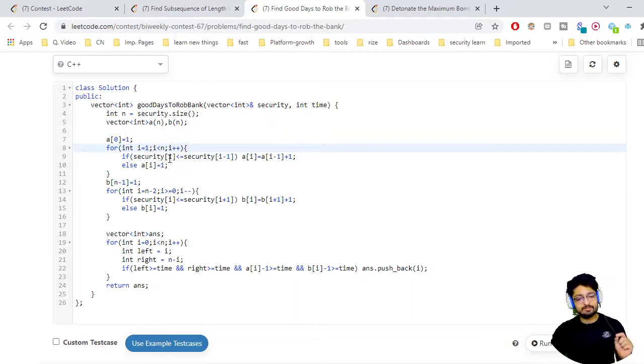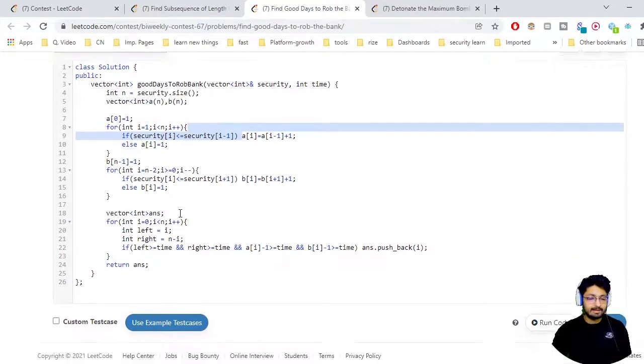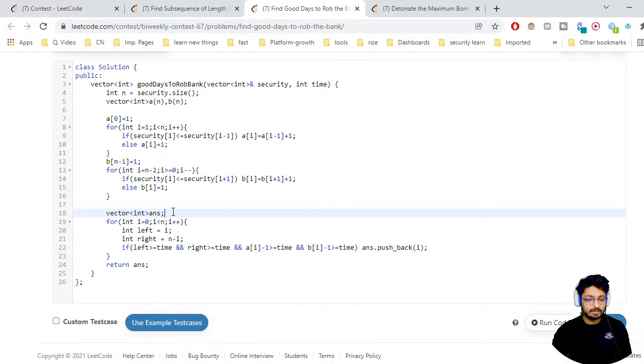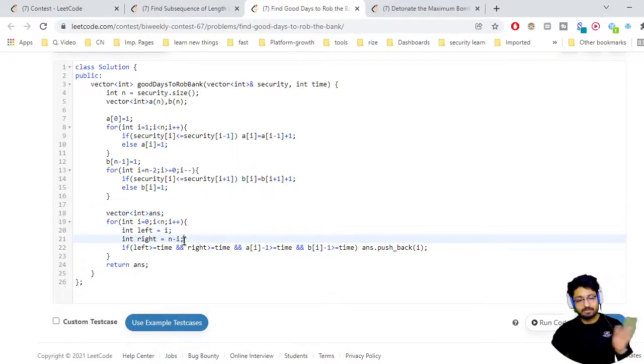If the next number is greater than the previous number, we'll increment by 1, or else we'll start it from 1. Similarly, we'll start from back to front and do the same thing. Answer is finding out which indexes we have to take. Then we'll iterate over every index and check whether the number of left and right elements are present, like how many streaks there are. What we'll check here is that the left number of elements should be greater than or equal to time. Also right should be greater than or equal to time, so that on both sides we have numbers.